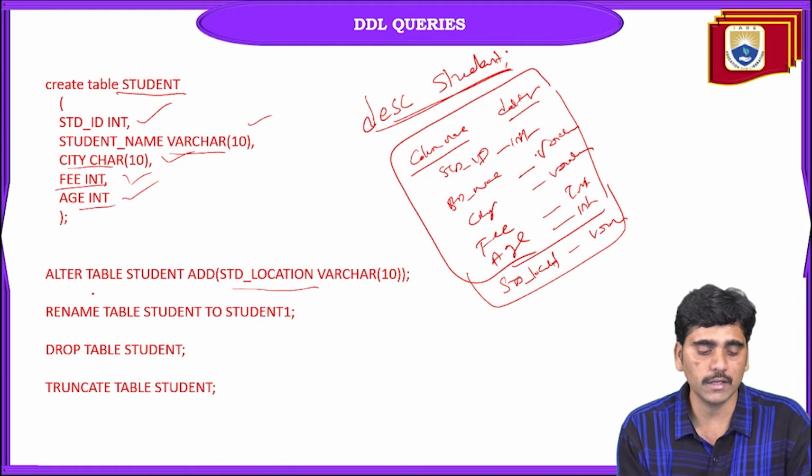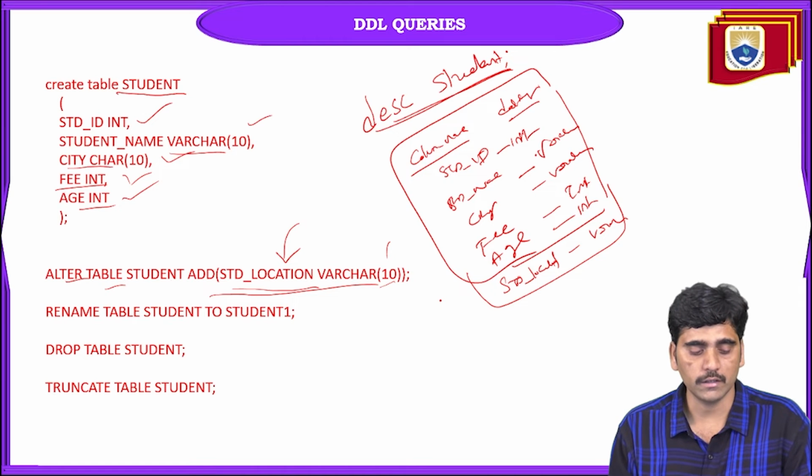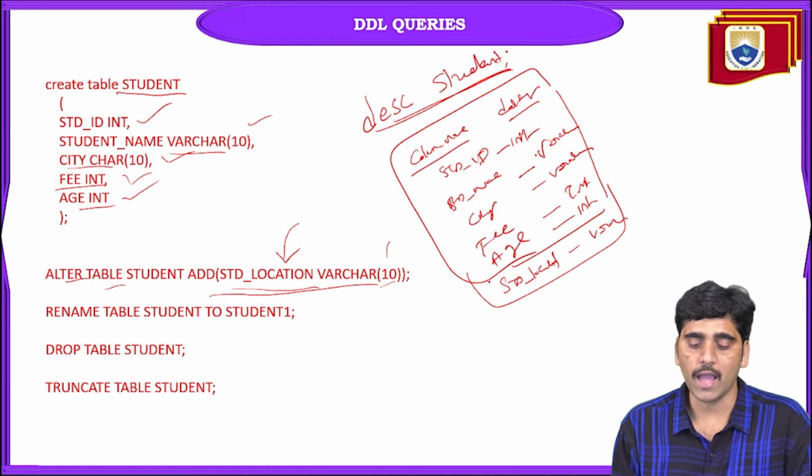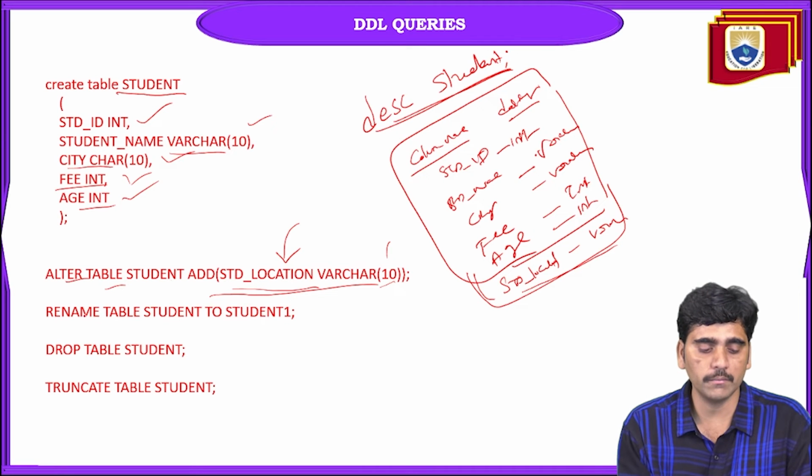So the command syntax is what? Alter table, table name student, add another column, student location, space varchar of 10. So varchar of 10 size we are mentioning, right? So this is the way you can add or resize the structure of a column, one more column.